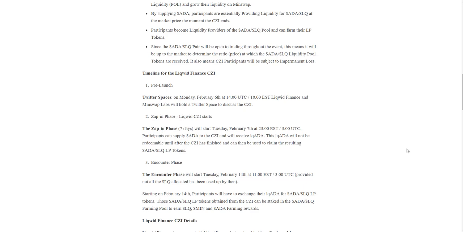Then you're going to have the zap-in phase, which begins on February 7th, which is actually more like 5 days from now. Participants can supply ADA to the CZI and receive LQ ADA. This LQ ADA will not be redeemable until after the CZI has finished, and can then be used to claim the resulting ADA LP tokens.